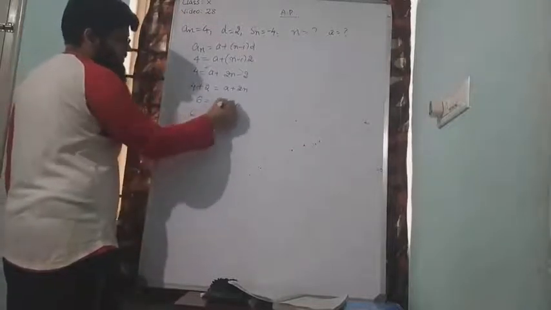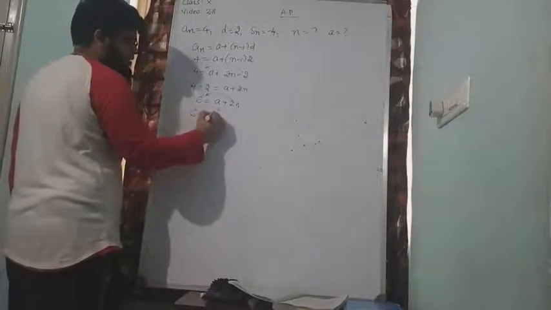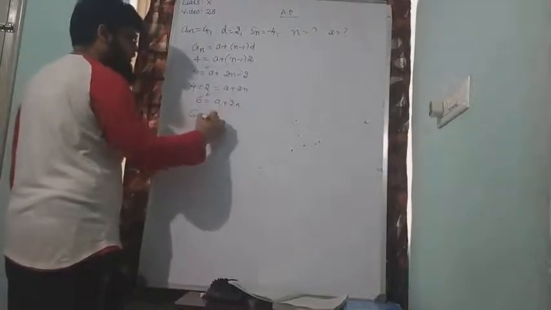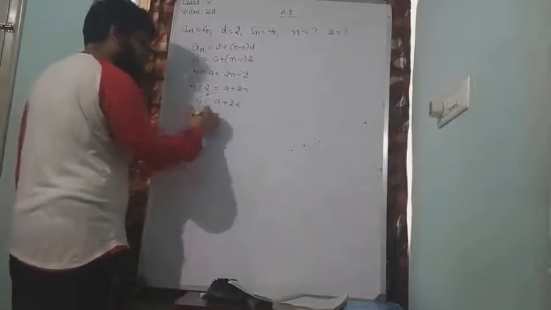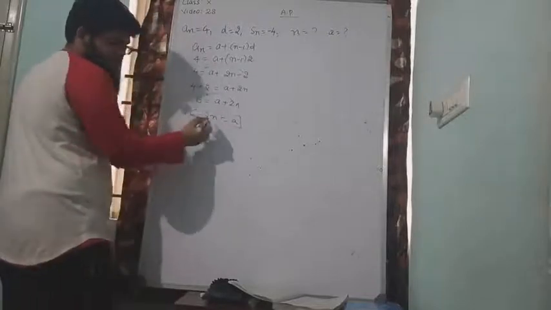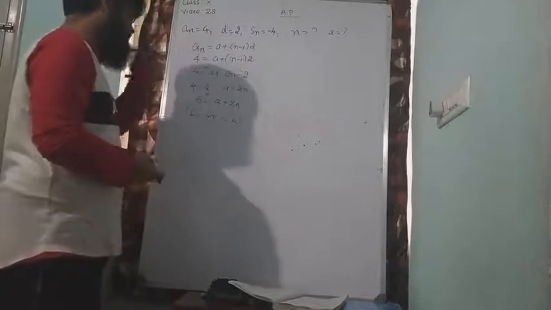Now 6 plus 2n, if I take it across, it will become minus 2n is equal to a. I'll keep this much. That means in place of a, I can write 6 minus 2n.